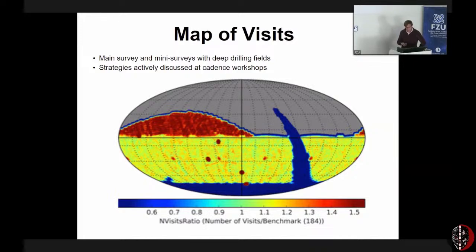Just to give you a rough idea what it is, some patches are visited more often. That's kind of to accumulate better statistics there.